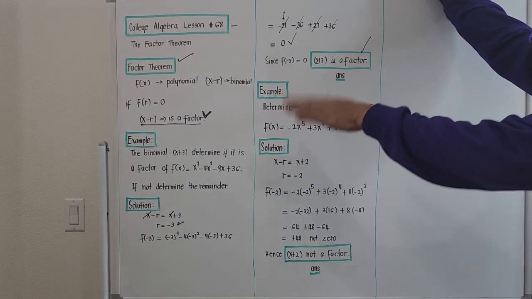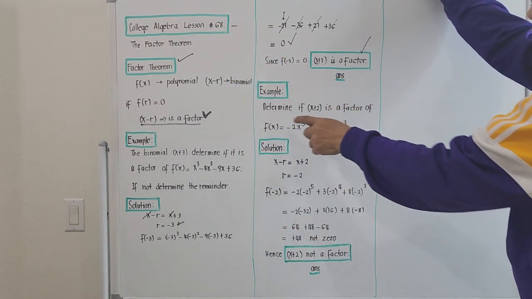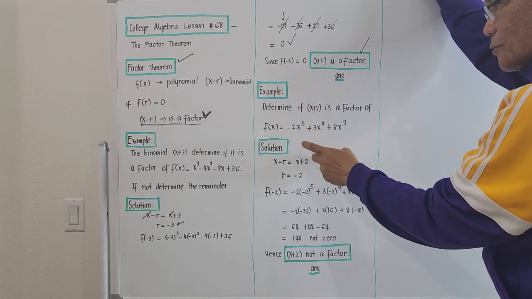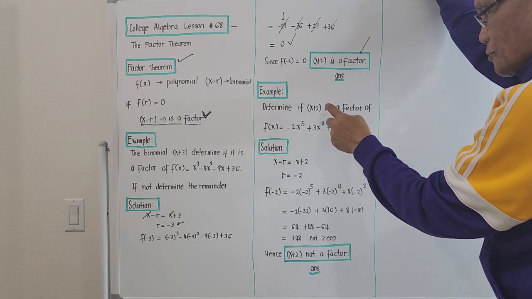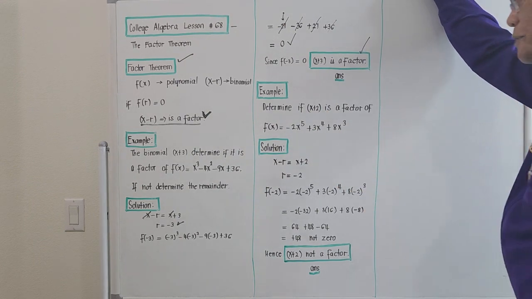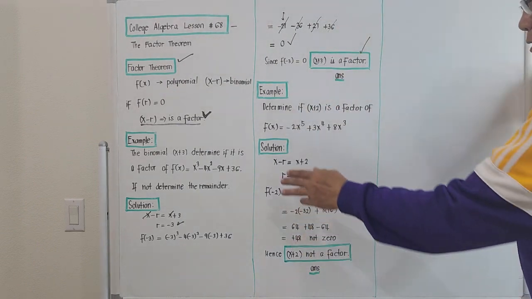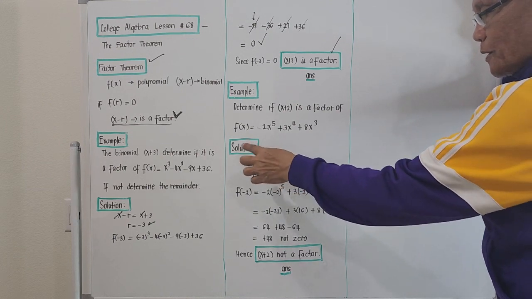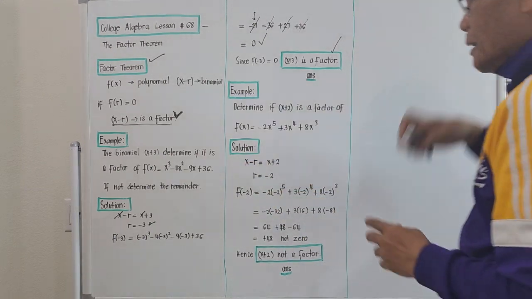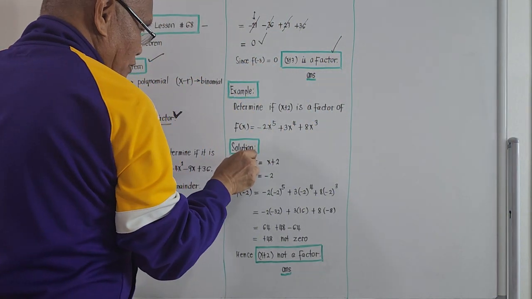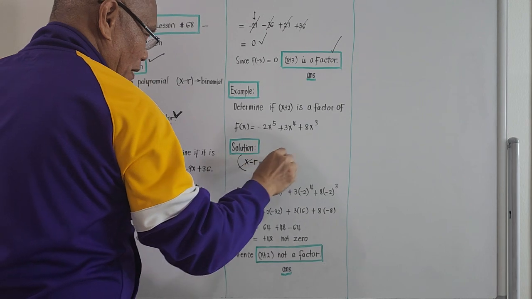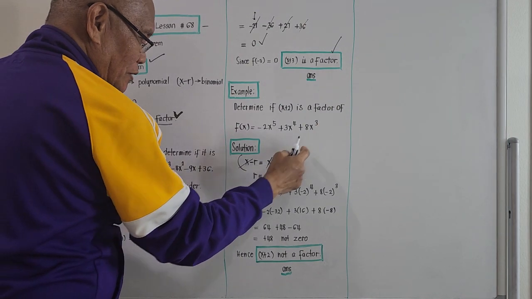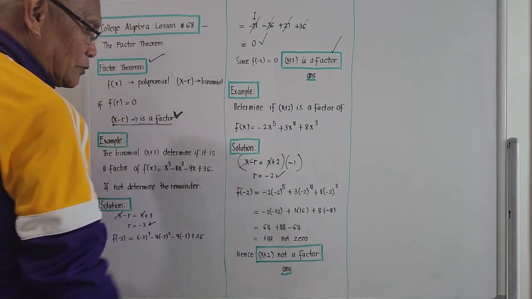Example number 2. As simple as that one, the factor theorem, right? Determine if the binomial x plus 2 is a factor of the given polynomial function f of x equal to negative 2x to the 5th plus 3x to the 4th plus 8x cubed. Okay? Same procedure. Am I still on camera? x minus r should be equal to x plus 2. Solving for r now will be equal to negative 2. This x here cancels, and multiplying this one by negative 1, negative r times negative 1 will be positive r, and positive 2 times negative 1 will be negative 2. So r will be negative 2.